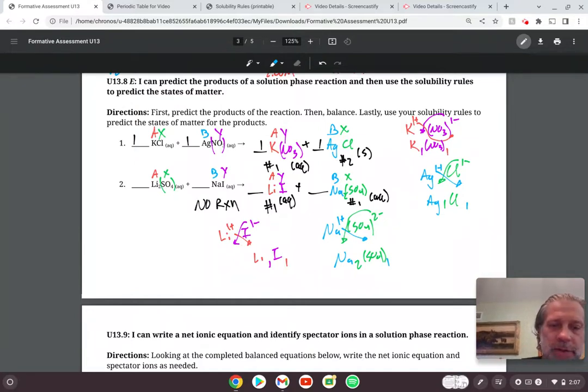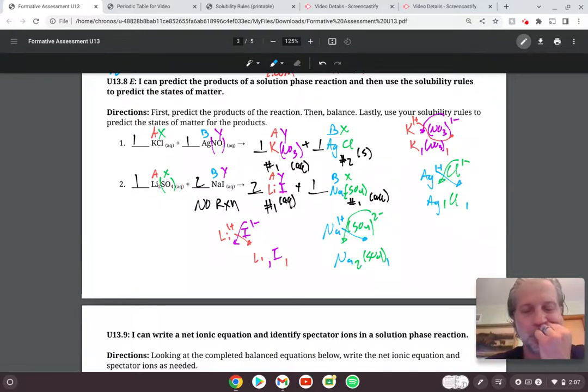You are supposed to balance this regardless. So to sort of speed this process up, I'm going to put a coefficient of 2 here and a coefficient of 2 here. And so that portion is done.